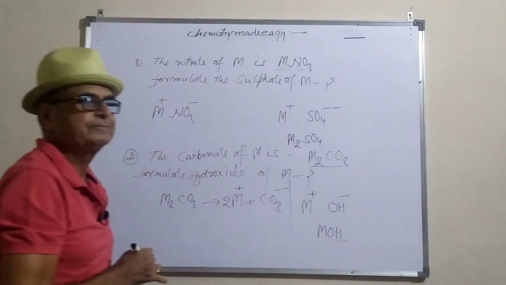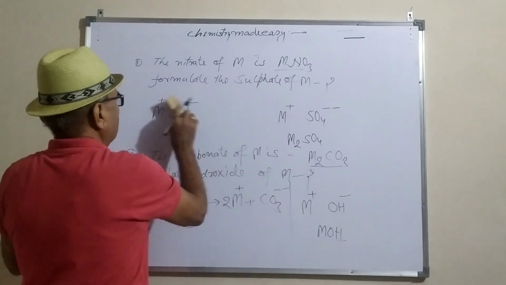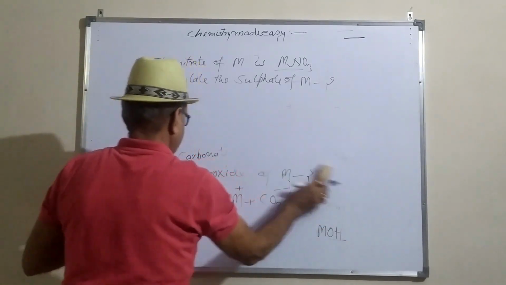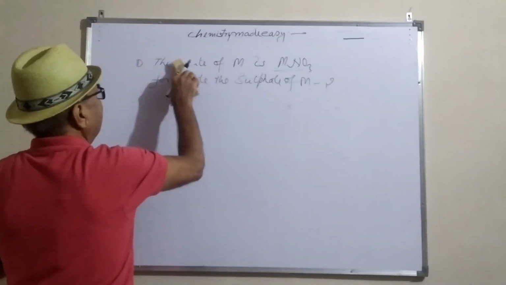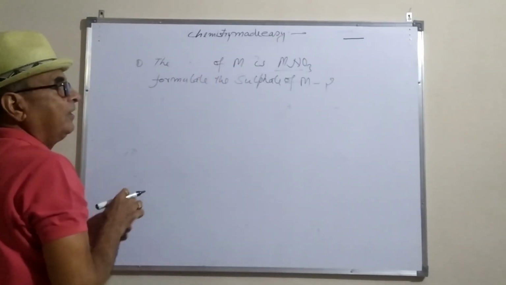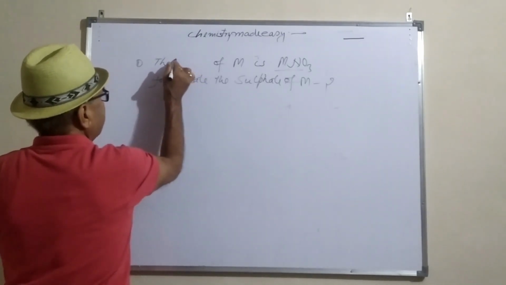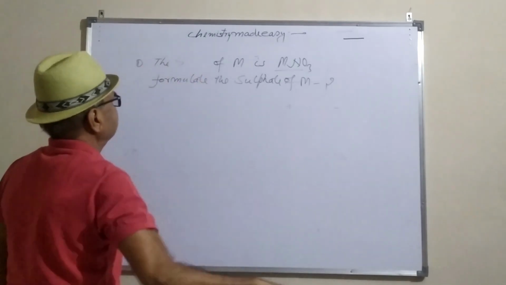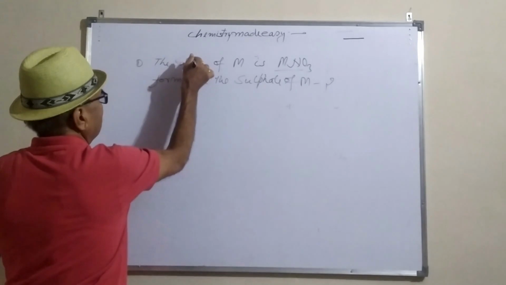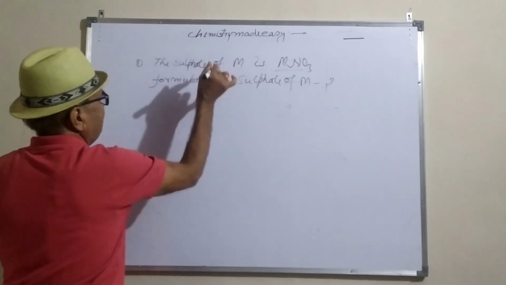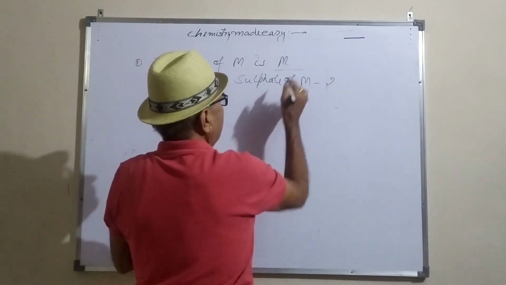This is right. Question number 3. Suppose the sulfate of M is MSO4.